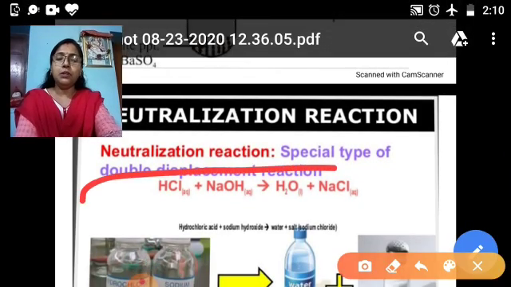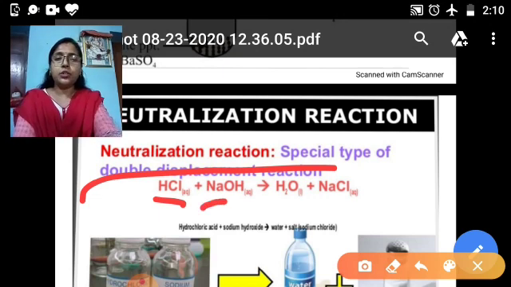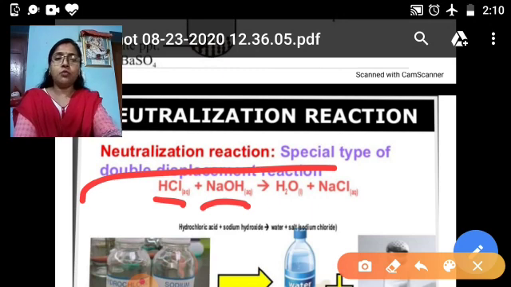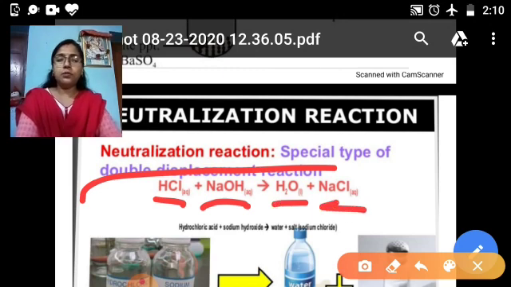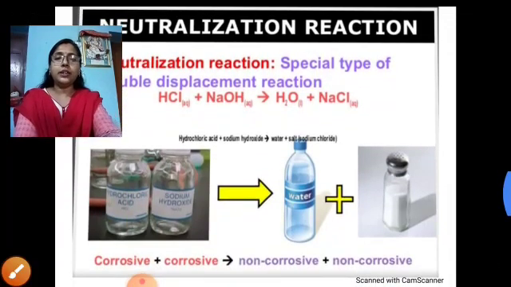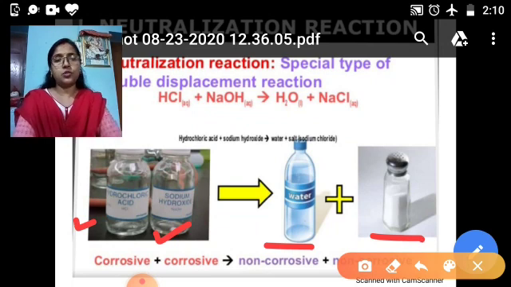An example is hydrochloric acid, that is a strong acid, combines with sodium hydroxide, a strong base. Then when they mix, water plus sodium chloride is formed. So the picture is shown here. Hydrochloric acid plus sodium hydroxide is mixed. Then what will form? Water. Then salt is also produced. Sodium chloride. So sodium chloride is produced after the neutralization reaction.